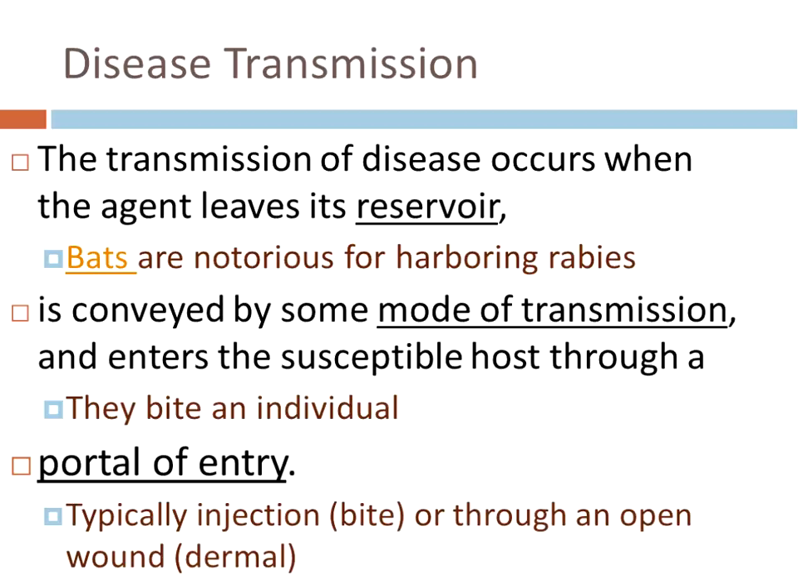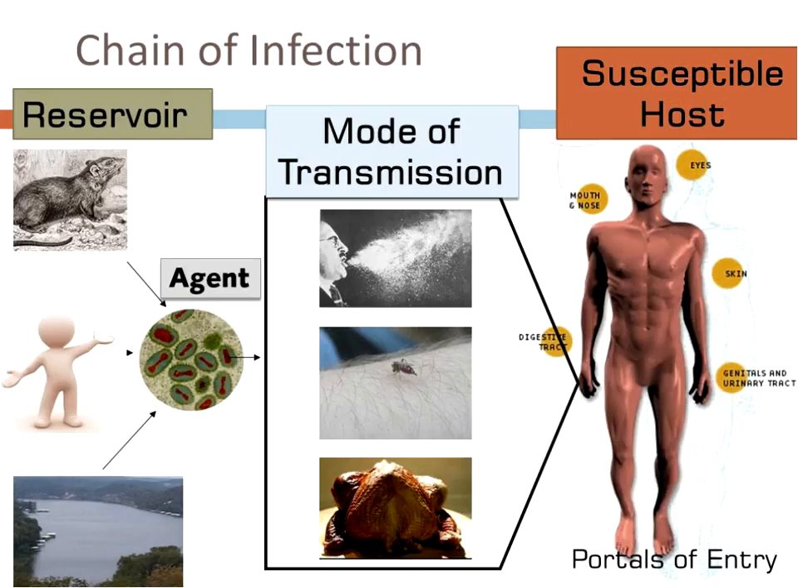The transmission of the disease occurs when the agent leaves the reservoir. Bats are notorious for harboring rabies and Ebola as well. It is conveyed by some mode of transmission and enters the susceptible host through a bat bite. You can also get it from their droppings. A portal of entry is typically injection when they bite, or through an open wound. Right? So this gives you an example of the reservoir, which is the disease inside the bat. The bat isn't sick, but it has a disease that, when it enters our body through some mode of transmission, the bite, and the bite makes a wound in the skin, that's how it's then transferred to us.